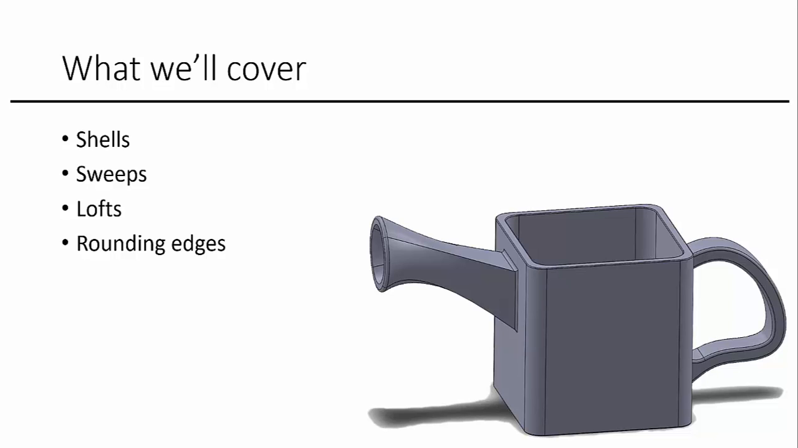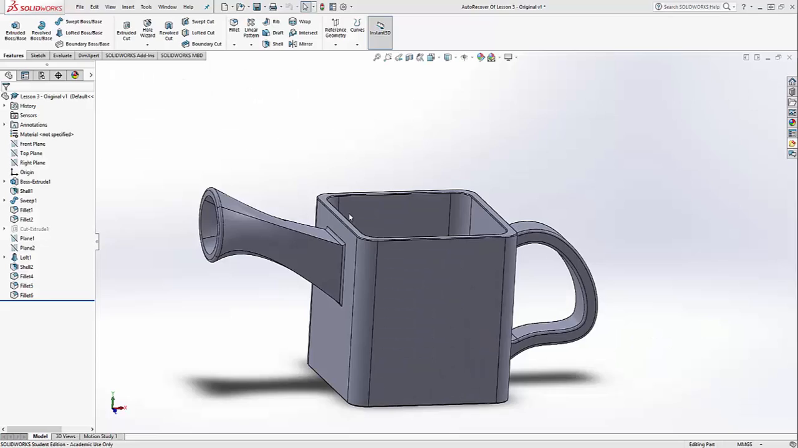So, what we will cover. Of course, we will cover sweeps, lofts, and shells. We will also be covering rounding corners, and we'll also be looking at the bad design for measurements and such to recreate this as accurately as possible while also making it better. So, we can exit the PowerPoint.